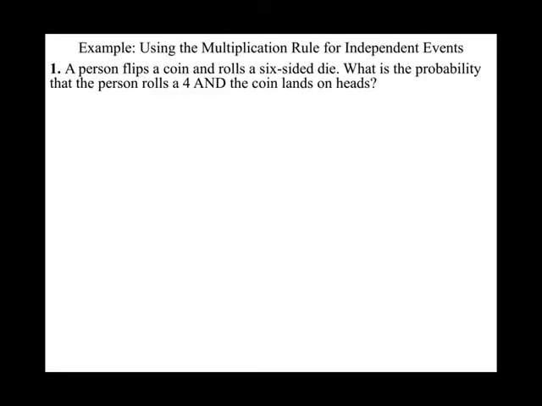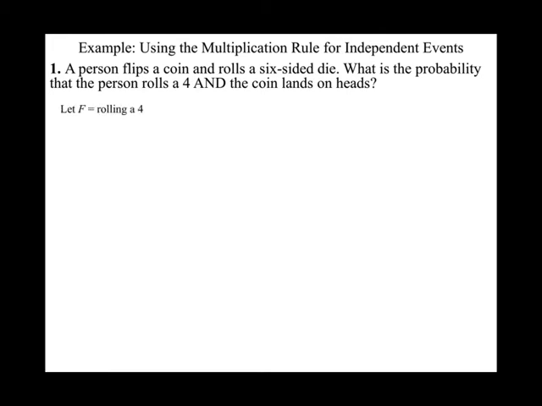Okay, try this example. A person flips a coin and rolls a 6-sided die. What is the probability that the person rolls a 4 and the coin lands on heads? So we just prove it. When you flip the coin and roll a 6-sided die, this is an independent event, right? Because the outcome doesn't affect the next event. Right now, I want to find the probability that we get the 4 first, and then we want the coin to land on heads.